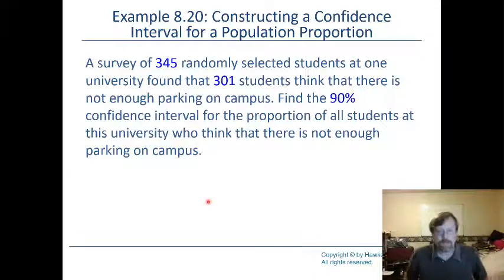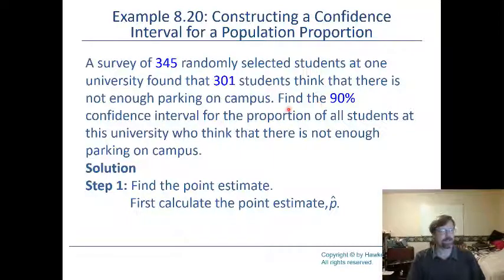So, again, for example, if we survey 345 random students at one university and find that 301 of those 345 think that there's not enough parking. So we want to find the 90% confidence interval for the proportion of all students who think that there's not enough parking on campus. First step is to find our point estimate, which is going to be our sample proportion. So that will be 301 over 345, or 0.872464.